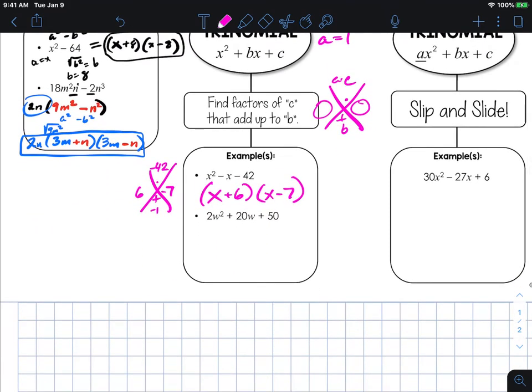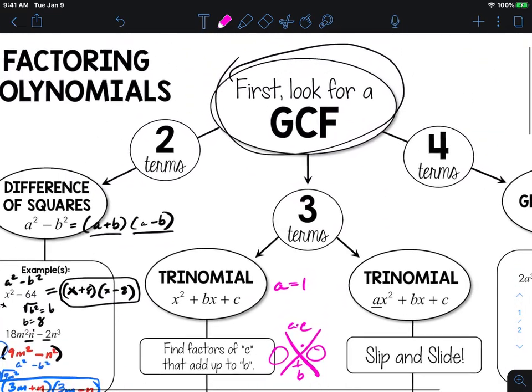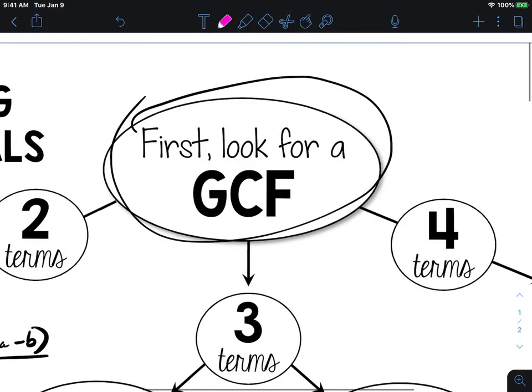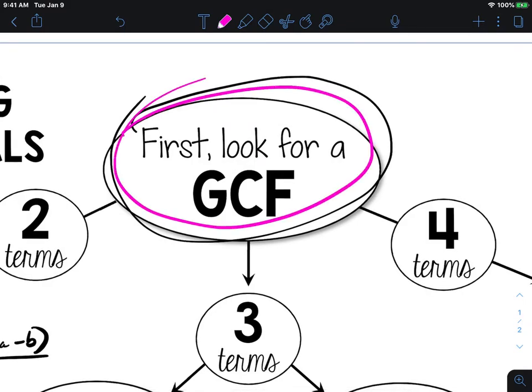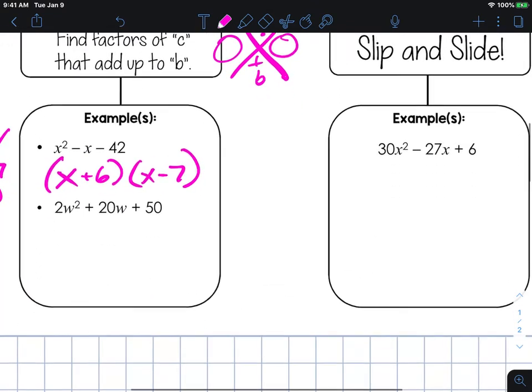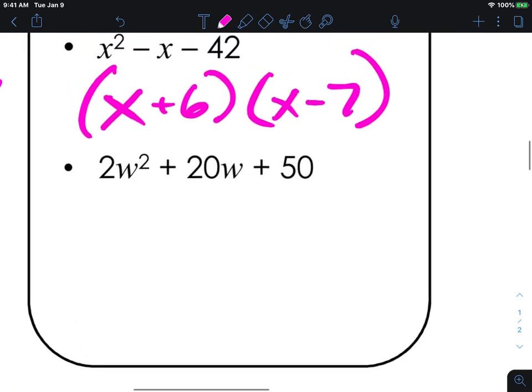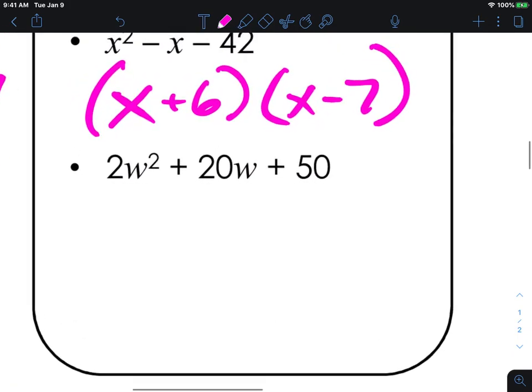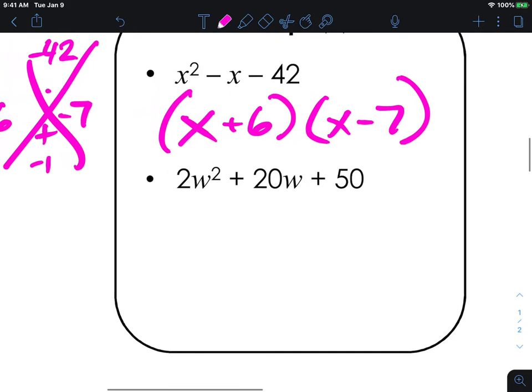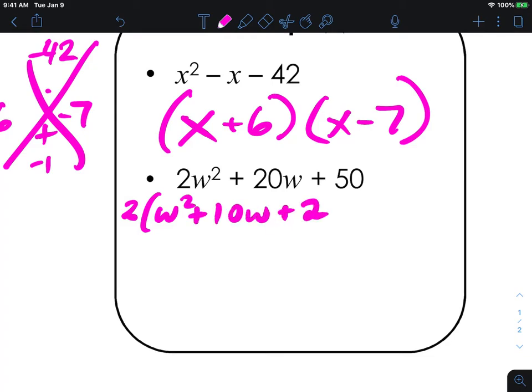Right, 2w squared plus 20w plus 50. What is the first thing I check for with any of these polynomials? GCF. Why GCF? Because I might think that I would want to do this the X box way or the slip and slide way. No. Factor out the 2. W squared plus 10w plus 25.